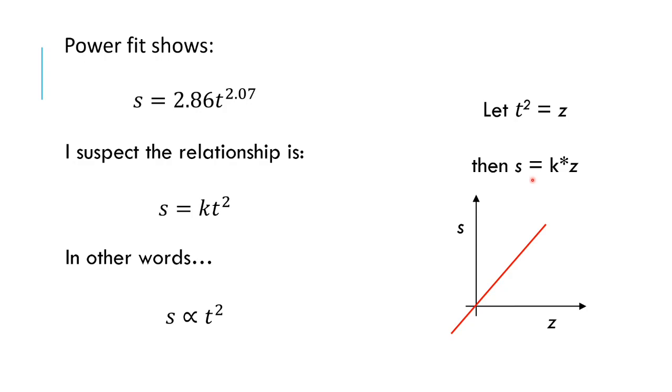So if I plotted S versus Z, I would get a straight line that goes through the origin, which means I would plot S versus T squared. Again, I think those two things are proportional. So if I plot S versus T squared, I should get a straight line, and this will allow me to show in my report that the relationship between the variables is that S depends on T squared. This is how we're going to do it.